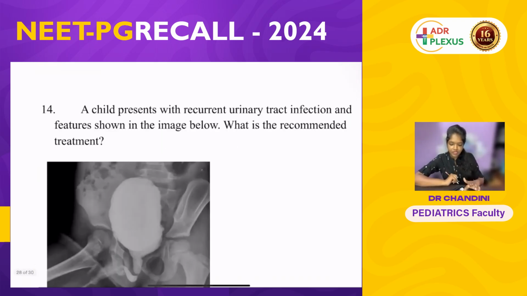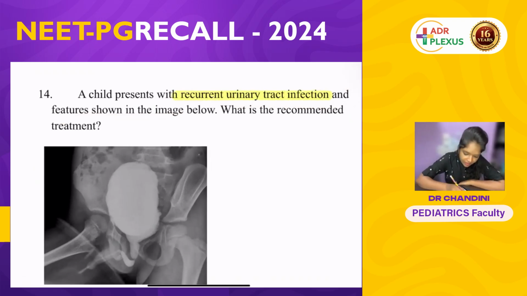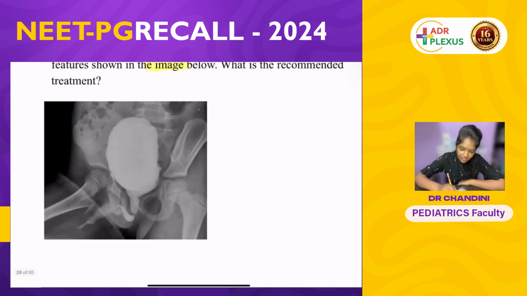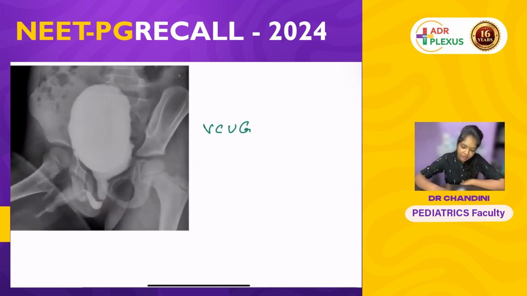Okay, 14th question. A child presents with recurrent urinary tract infection and features shown in the image below. What are the clues? Recurrent UTI, and an image is shown. You see a VCUG image, voiding cystourethrogram, where you see a filling defect and distension of the bladder. What is causing this obstruction and filling defect? With recurrent urinary tract infection, it is nothing but posterior urethral valve.